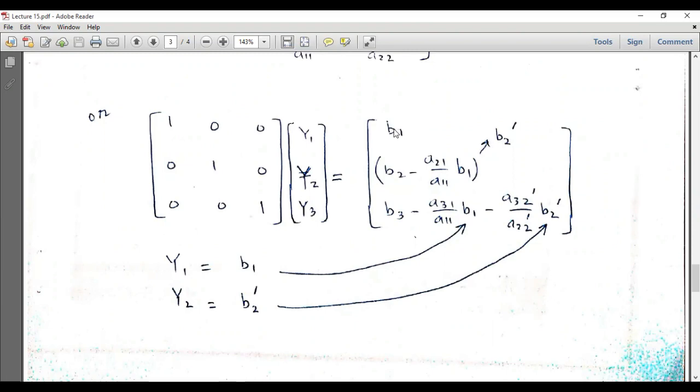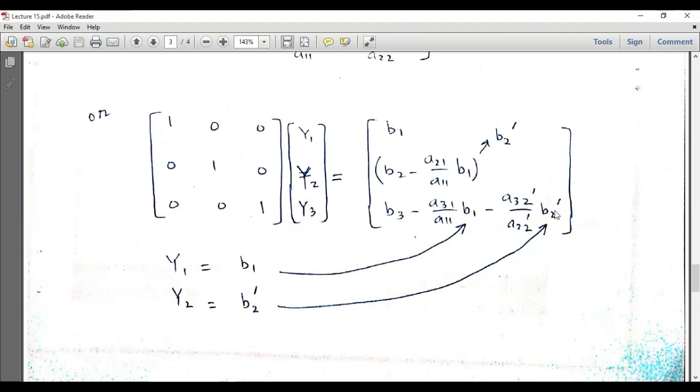So this is B1, right? And B1 is equal to Y1. Okay. So if I expand this first row, it will be Y1 is equal to B1. So I can write Y1 over here. In the second entry, I can write Y1 over here, and similarly, I can write Y1 over here in place of B1.